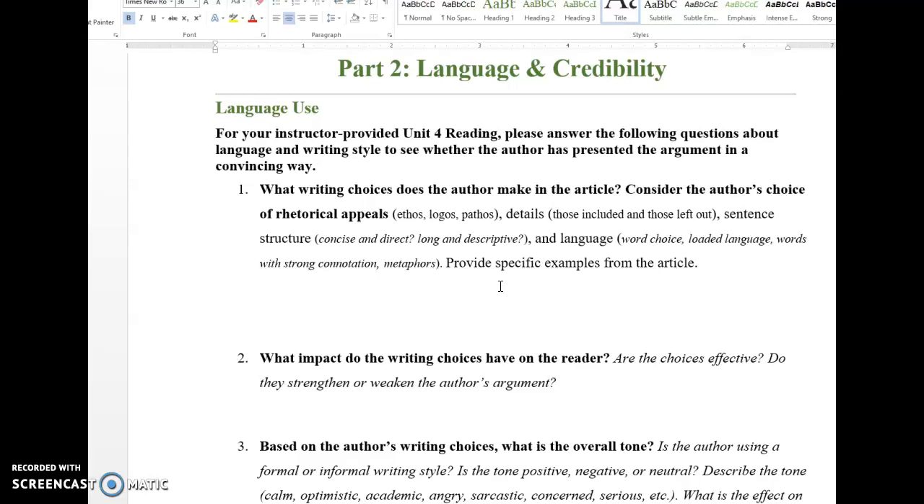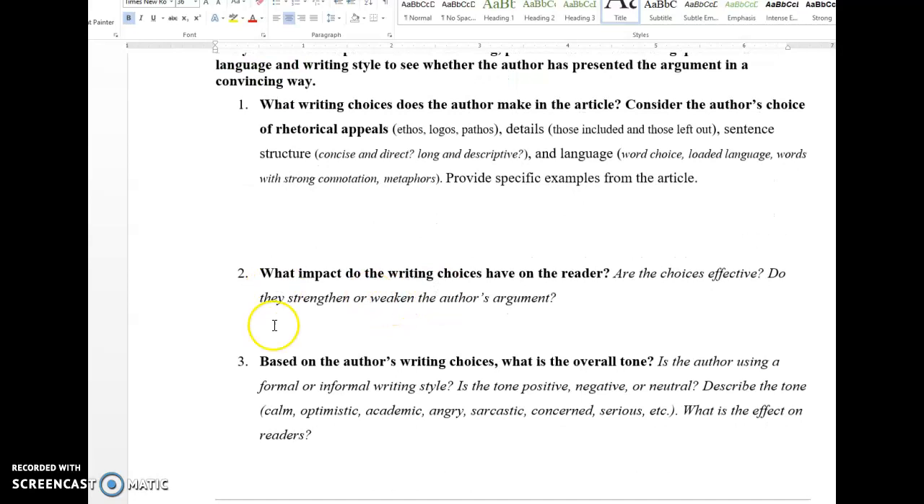What's going on here in terms of the writing choices the author makes in the article, and how can you evaluate those choices? What do those choices tell you? What inferences can you make from those choices? Because down here, it's going to ask you exactly that: what impact do the writing choices have on the reader?